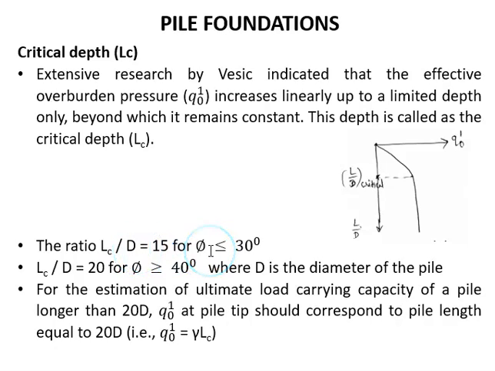In case of phi value less than or equal to 30 degrees, this ratio equals 15. That means critical depth equals 15 times the diameter. In case of phi value greater than or equal to 40 degrees, critical depth equals 20 times the diameter of the pile. So we have to find the Q naught dash up to the critical depth only.